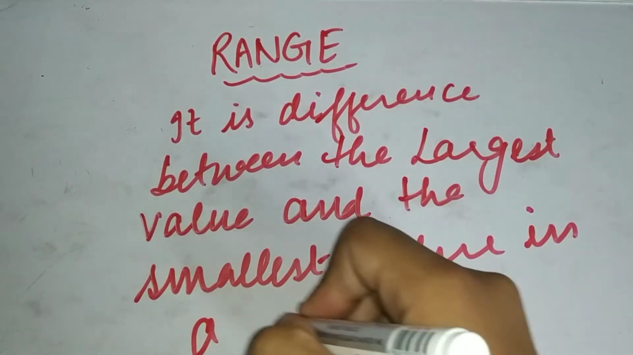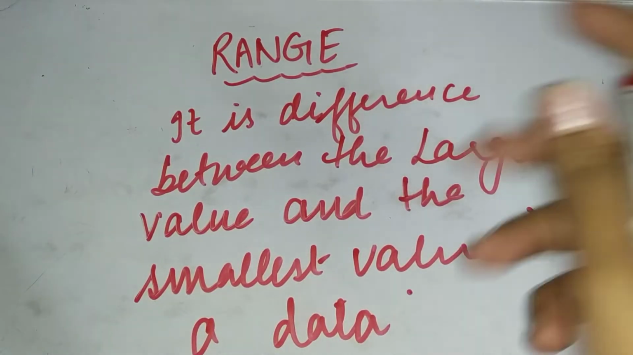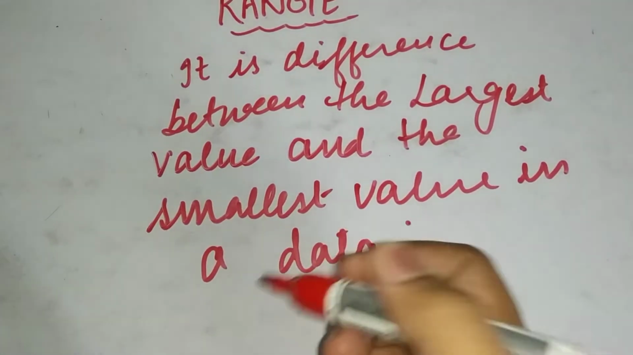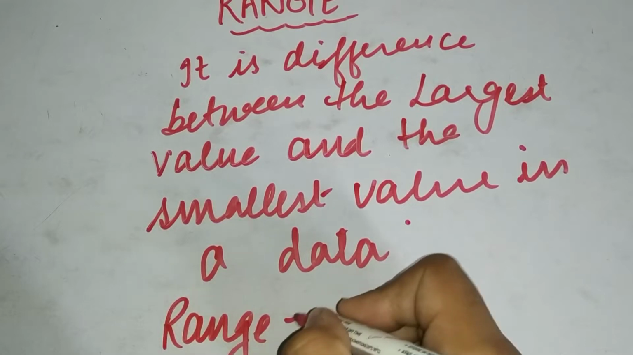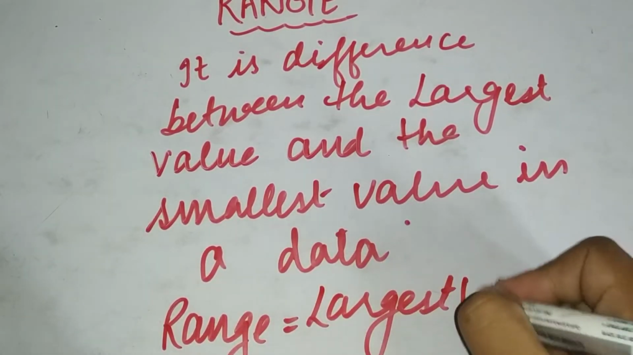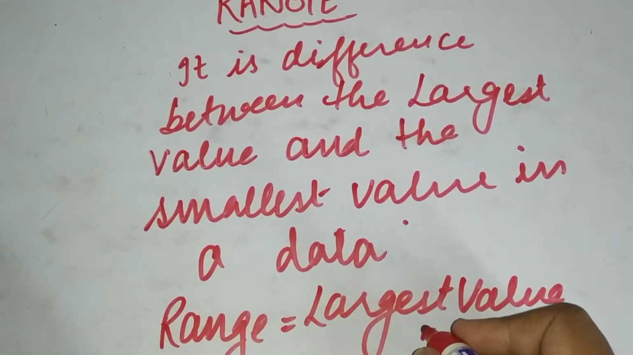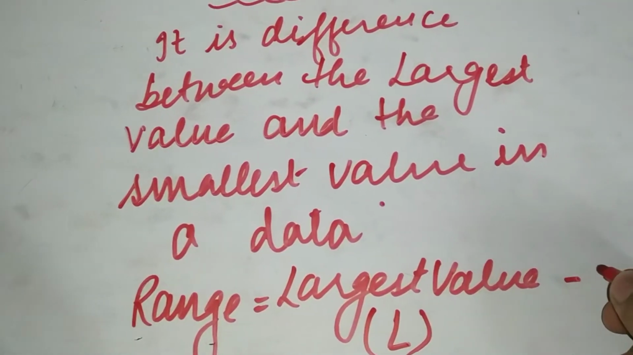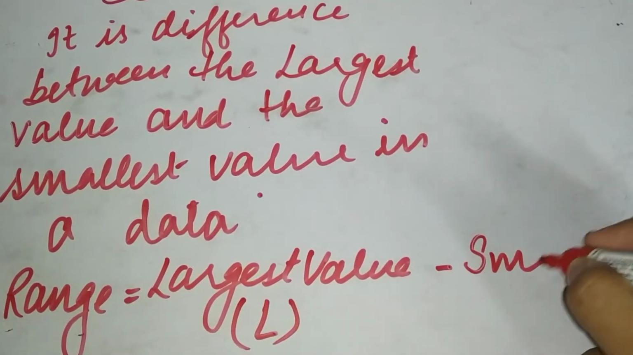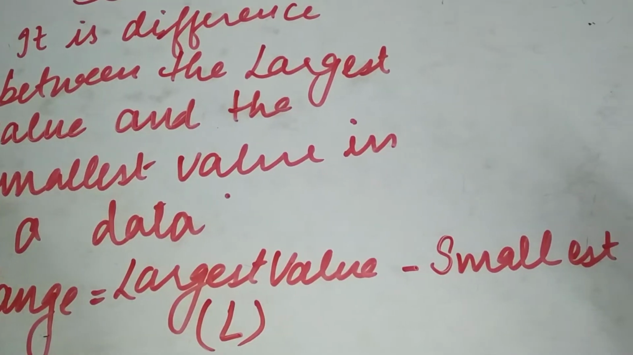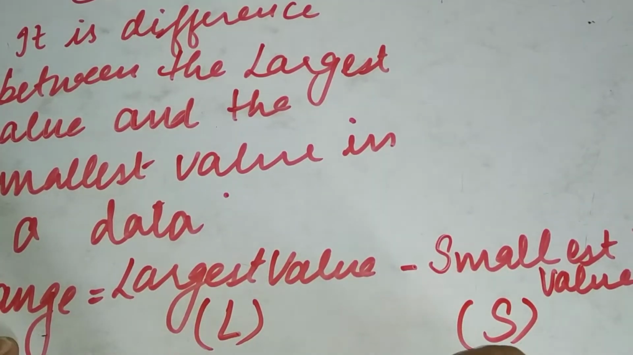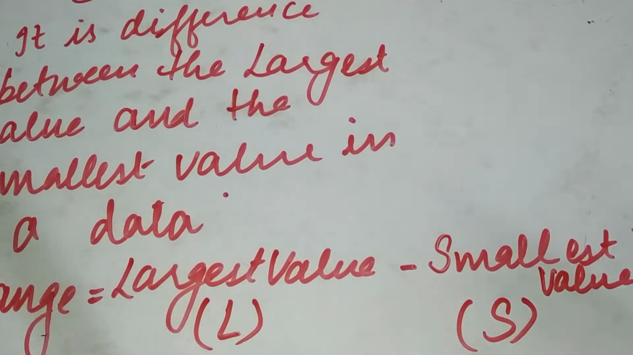in a data. So actually range is basically a difference between the largest value and the smallest value that appear in a data. So the formula will be: range is equal to largest value, which is denoted as L, minus smallest value, which is denoted as S. Okay, so the formula for range is L minus S, largest value minus smallest value.